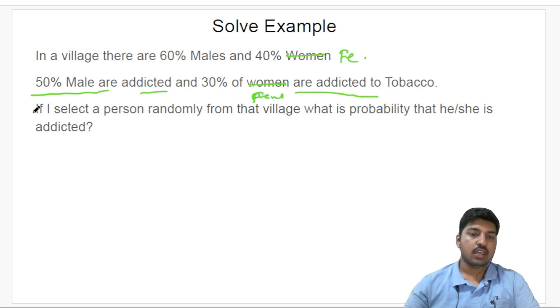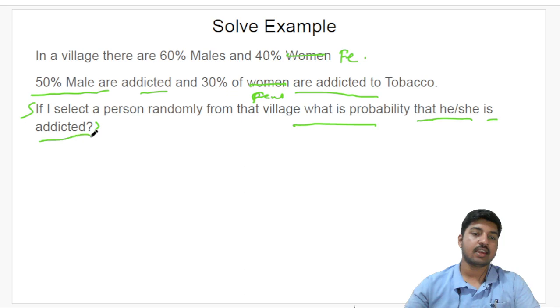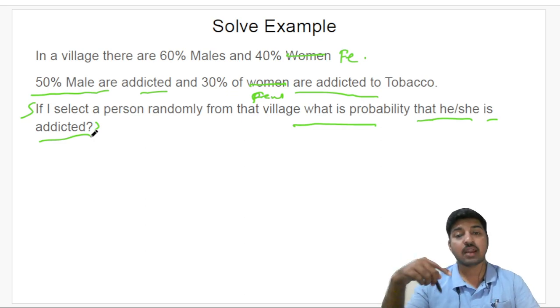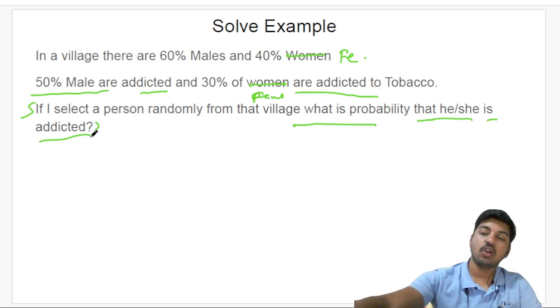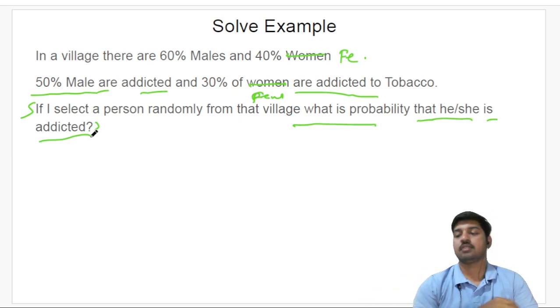If I randomly select a person from that village, what is the probability that he or she is addicted? I'm not asking about male, not asking about female. I don't know how many percent of people are addicted in that village. Calculate that using the law of total probability. This is the hint for you.